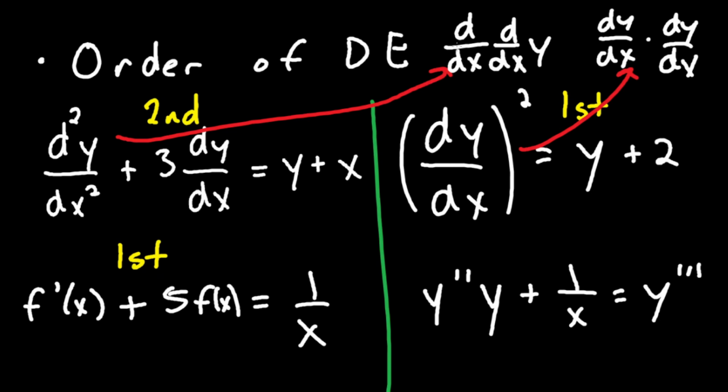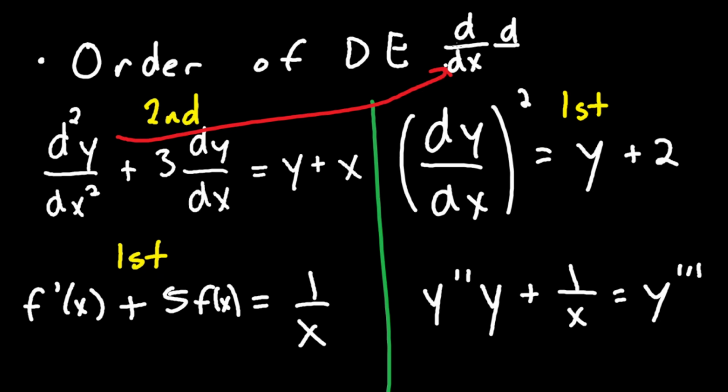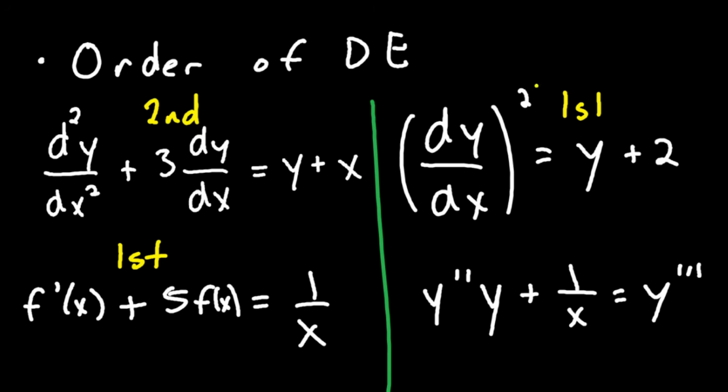So this is a very key distinction here. Okay, this right here is taking two derivatives. This right here is multiplying two first order derivatives. So keep that in mind. Therefore, this guy right here is a first order differential equation since we are not taking a second order derivative here.